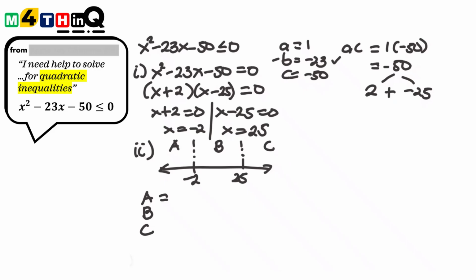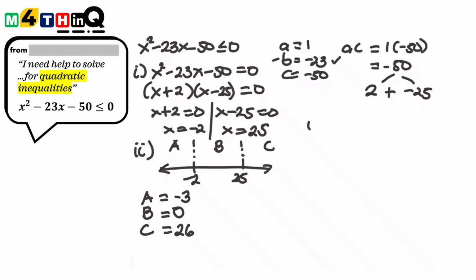For A, you can choose negative 3 or any numbers less than negative 2. On region B, you can pick any number in between here, but the suggestion is that if you could pick 0, choose 0. And of course for C, you can pick 26 or even higher than that.